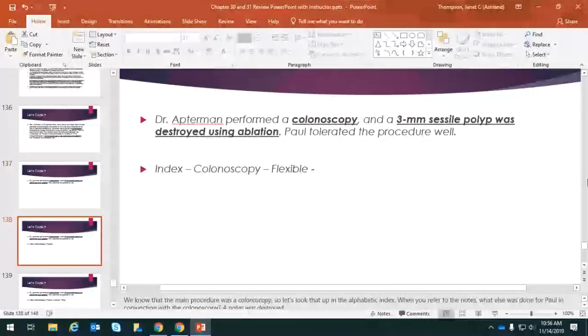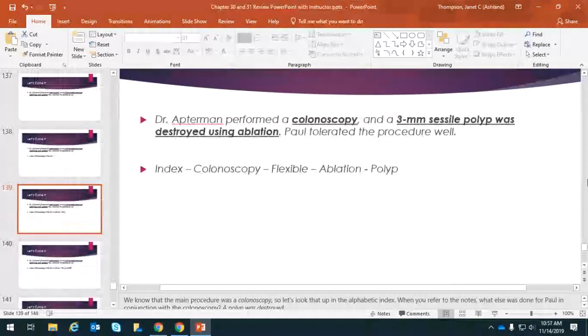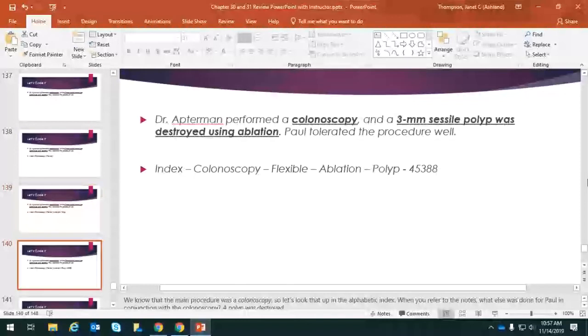Let's go back to our index. We're going to look up colonoscopy. It has a header that says flexible, which all of the codes fall under, I guess because the tube is flexible; non-flexible doesn't sound very good. But that's just how you're going to see it. It's a rather large category. So we find colonoscopy in our index, and there was an ablation, which is handy because it's at the very top of that index. What was ablated was a polyp, and that gives us code 45388.